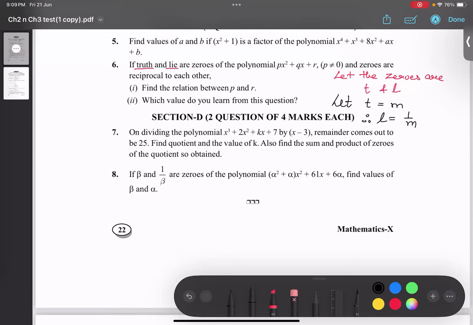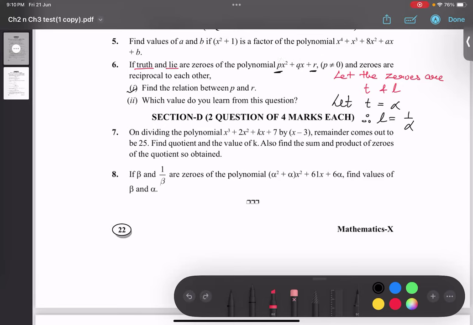Very good. So basically, I got alpha. Can we take alpha? T is equal to alpha. Yeah, we can take alpha also. So this is alpha, and this is 1 upon alpha. Fine? Now, the first question is, find the relationship between P and R. So P and R, is it the product relationship or sum relationship?